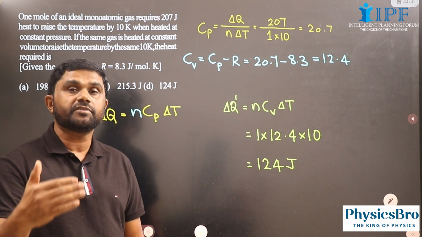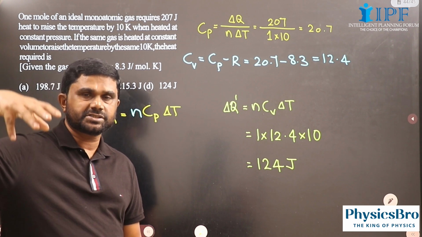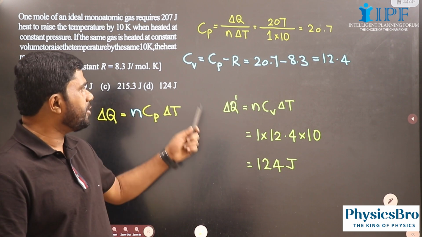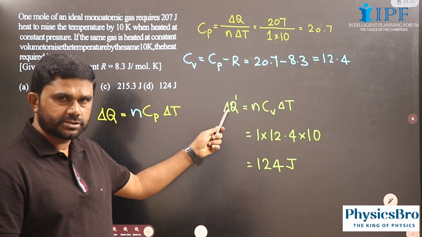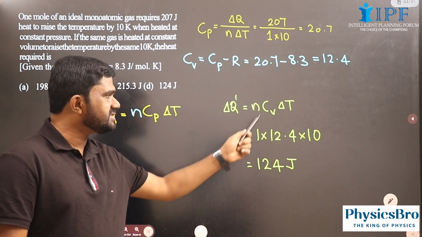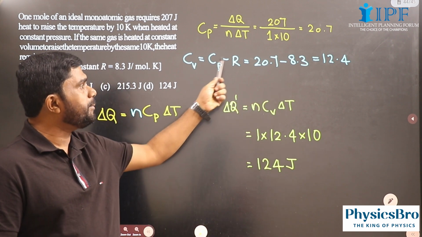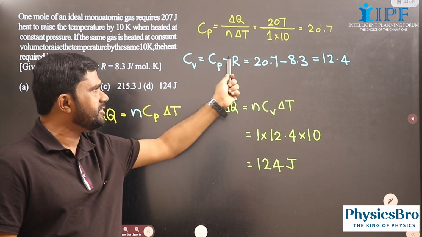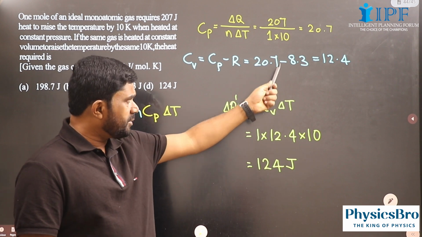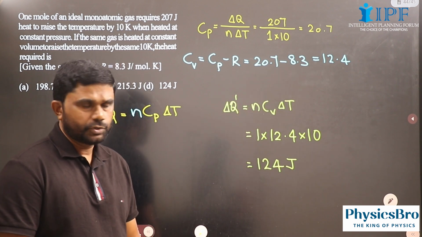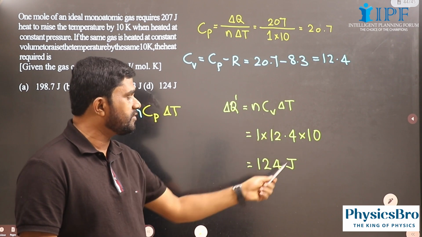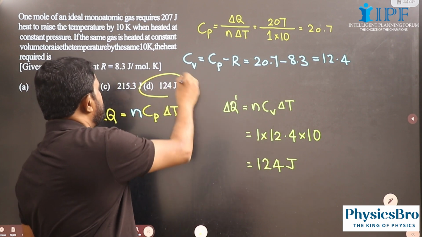How much heat will be required to raise the temperature by 10 Kelvin when heated at constant volume? So heat required at constant volume delta Q dash, that is n Cv delta T. Number of moles is again 1. Cv we have got Cp minus R. Cp is 20.7 and R, that is 8.3, it's given. So 20.7 minus 8.3 will be 12.4. So 1 into 12.4 into change in temperature required is 10. So it will be 124 joule.